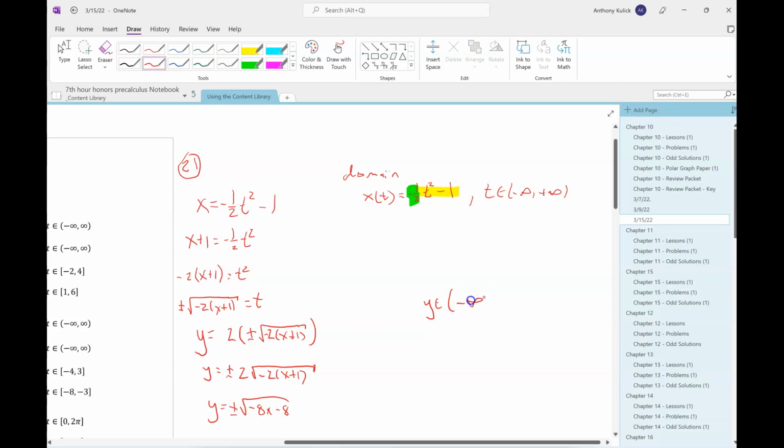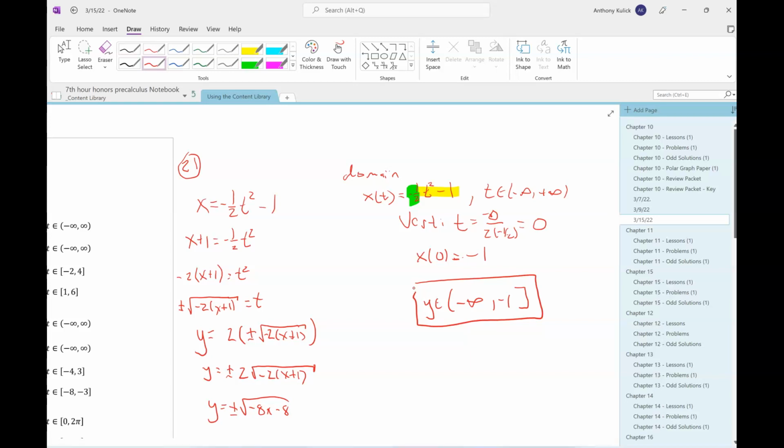Right, I know it's going to look like this. The question is just finding the y-coordinate of the vertex. So to find the vertex, that's -b over 2a. So the t coordinate for the vertex is 0. And then when I plug 0 in, I just get -1. So there's my range, or my output for my x of t function, which is the domain for my Cartesian function.